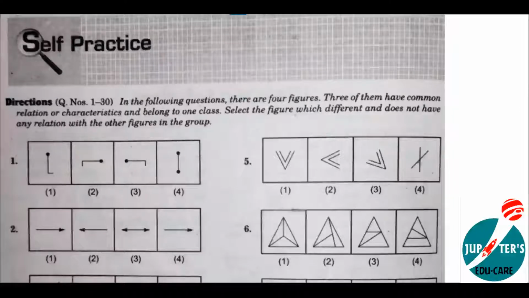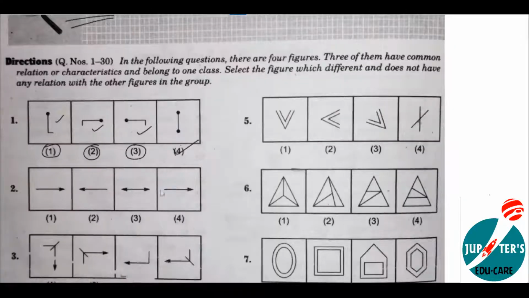We are discussing odd man out. In this odd man out, now we will discuss self-practice. In this self-practice, our first question. In option 1, option 2, option 3, we have similar figures. Observe carefully. But in case of option 4, it is different from all these three options. So 4 is our answer.